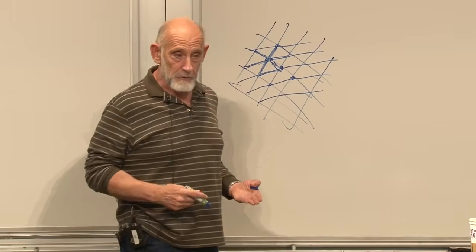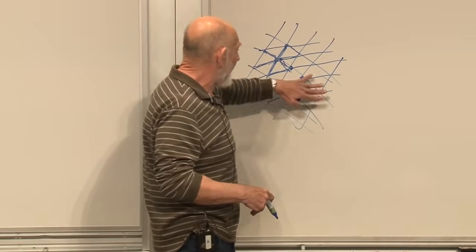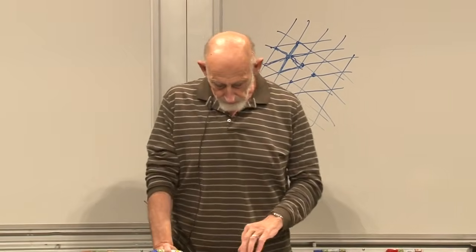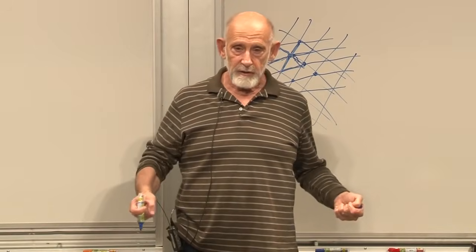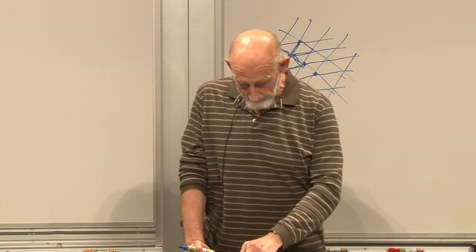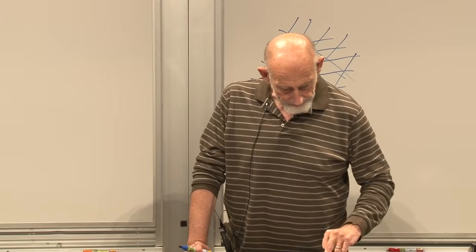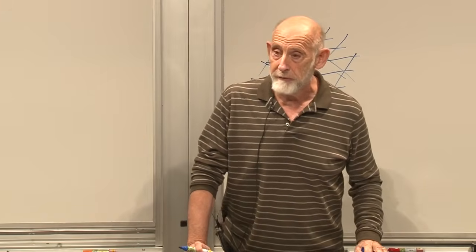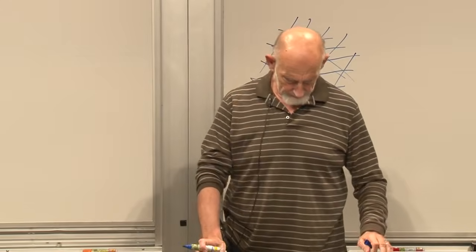A curved space is basically one which cannot be flattened out without distorting it. And it's an intrinsic property of the space, not extrinsic.